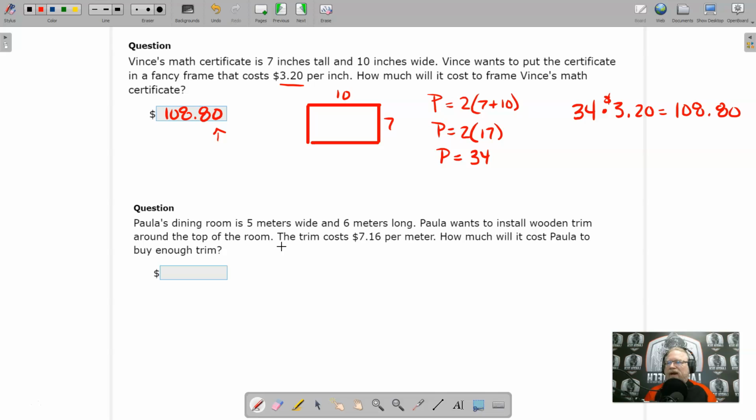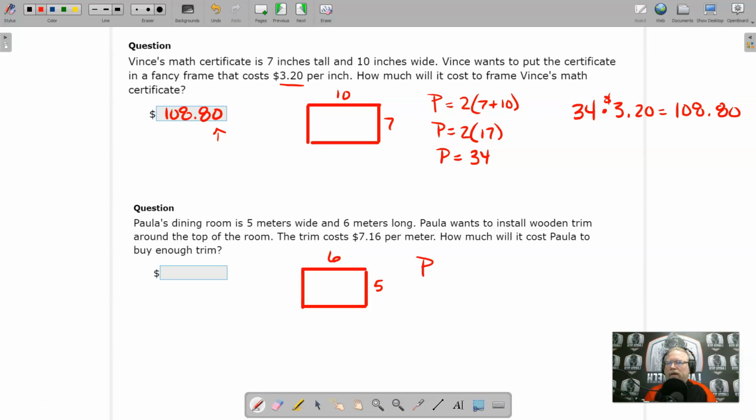Paula's dining room is 5 meters wide, 6 meters long. So let's draw out our dining room. It's almost a square, isn't it? Pretty close to square. So side lengths are almost the same. So it's 5 meters wide and 6 meters long. She wants to install wood trim around the top of the room. The trim costs $7.16 per meter. How much will it cost to buy enough trim?